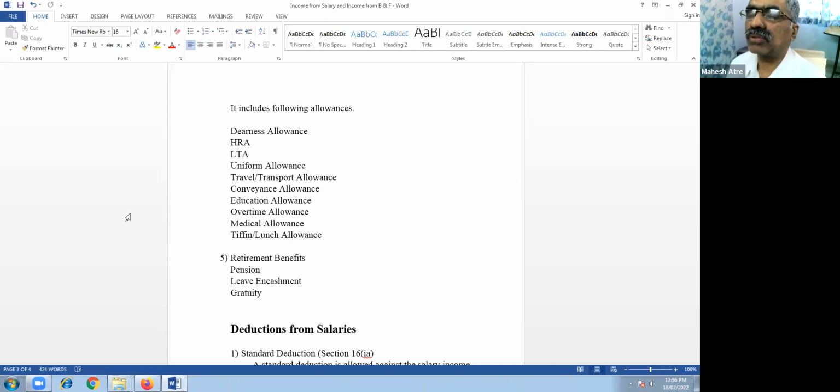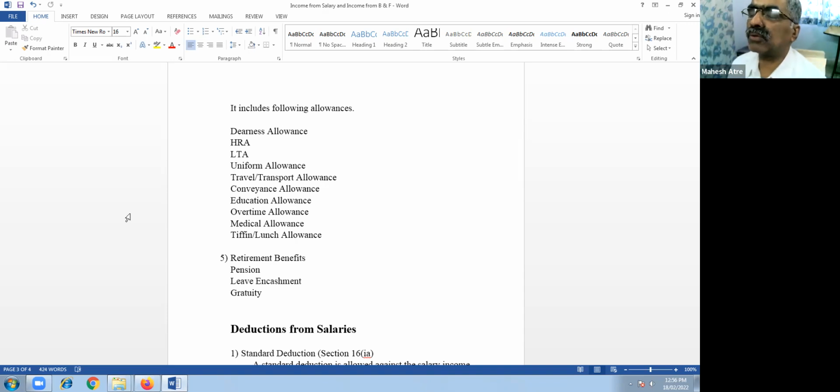LTA, leave travel allowance, that is for the employee if he is going back to his home once in a year. So the LTA is given, leave travel concession is given. Similarly, the uniform allowance, in most cases the uniform is provided to the employee. So the allowance for uniform is also given. A washing allowance may also be given. So that we call part of allowance.